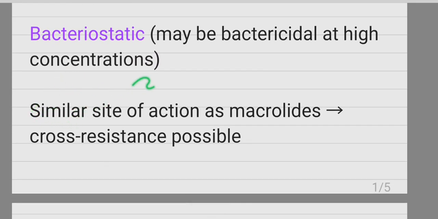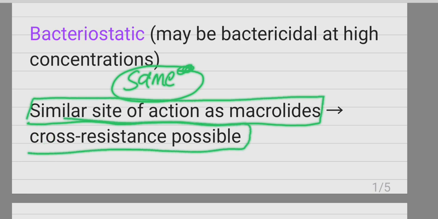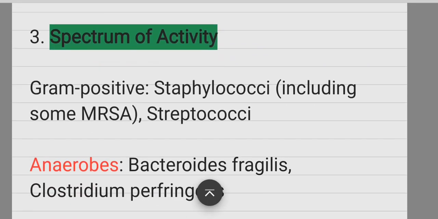It has the same mechanism of action as macrolides like azithromycin. Therefore, it has a similar site of action as macrolides. Therefore, cross resistance is possible. So the organisms which are resistant against macrolides may be resistant against this clindamycin.